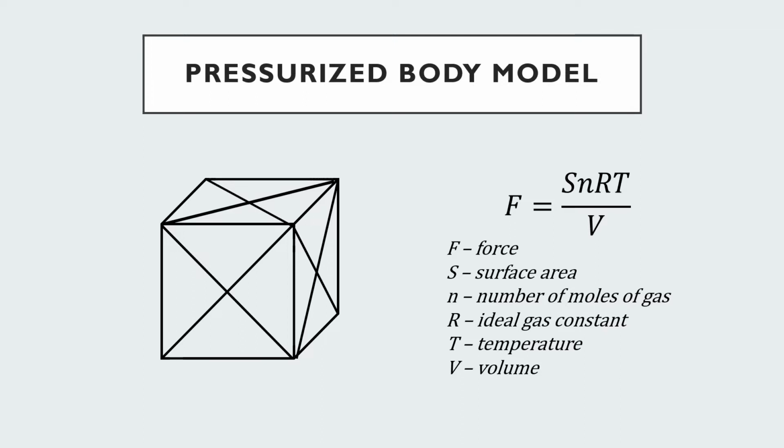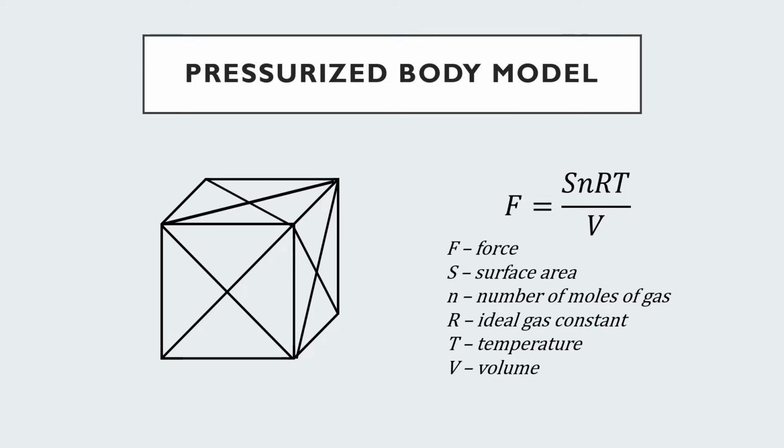So the pressurized body model is an expansion on the spring mass model. With this model, spring masses are still used, but the springs only cover the surface of the object. The internal forces are governed by a pressurized body. And so this is calculated using a derivation of the ideal gas law. So the equation you see on the right of the screen is the governing equation for the internal force. So we're still using springs, so the previous equation still applies, but only to the surface of the object.